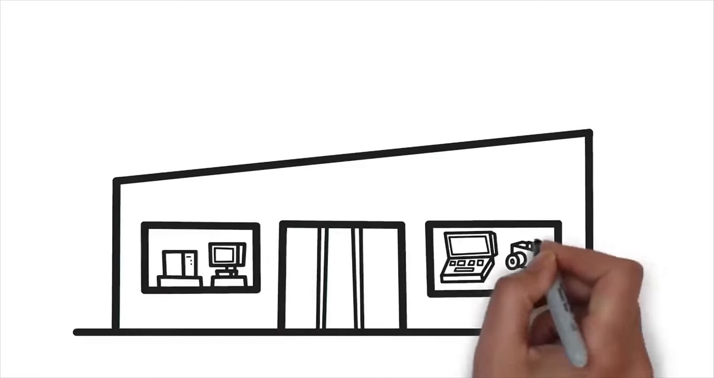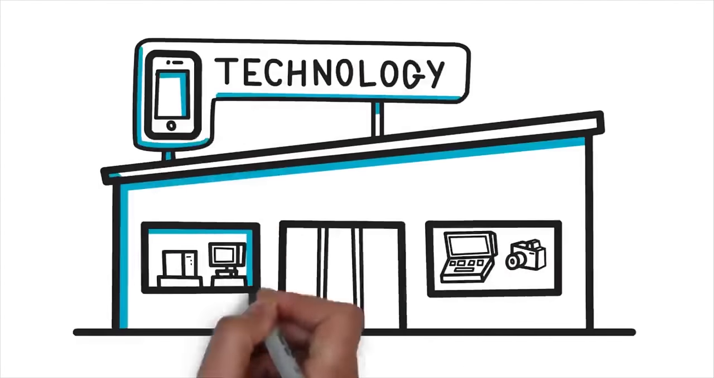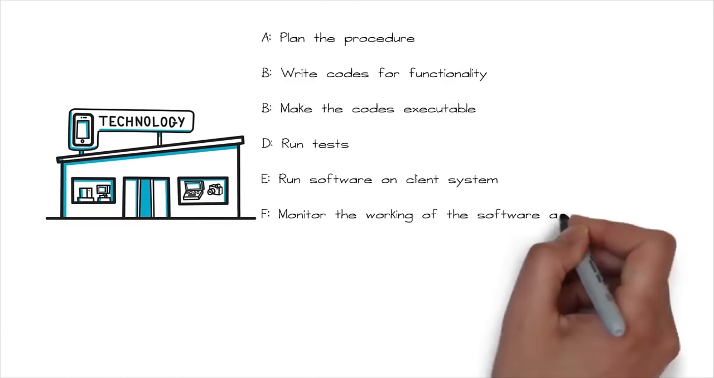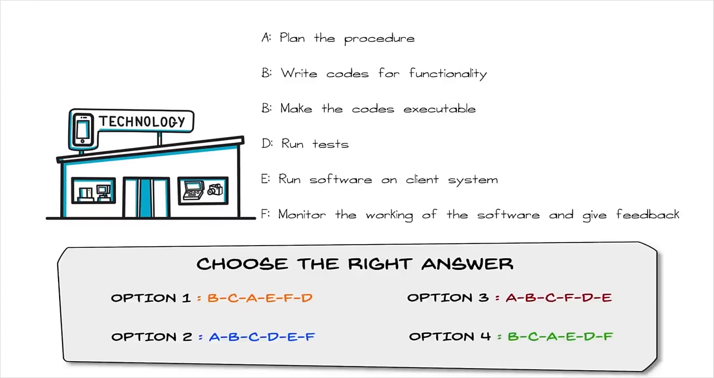Let's now have a look at an organization that has adopted the DevOps approach. Which of the below sequence of steps would they follow to develop a software? Leave your answers in the comment section. Keep an eye out for the right answer on the comment section or our YouTube community.